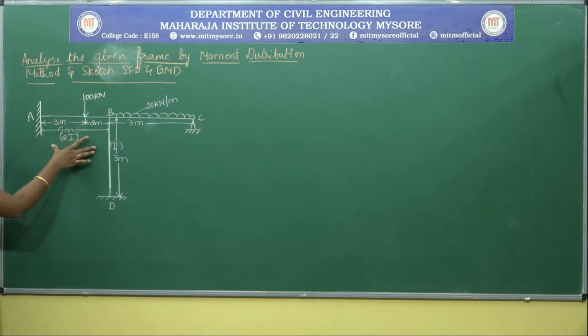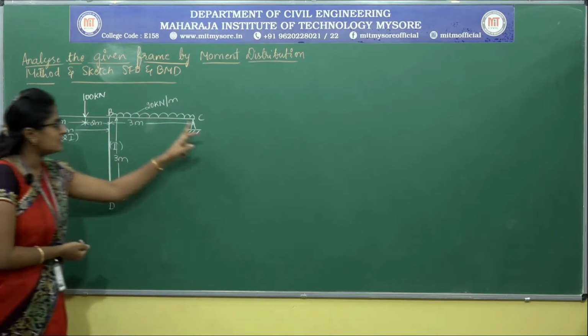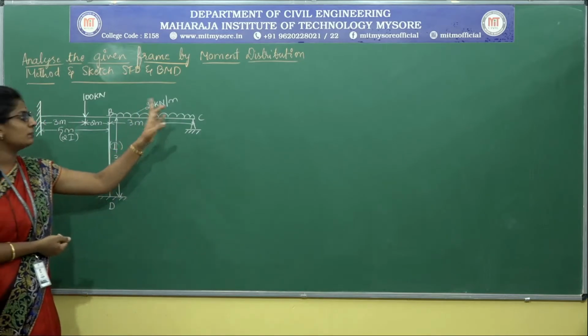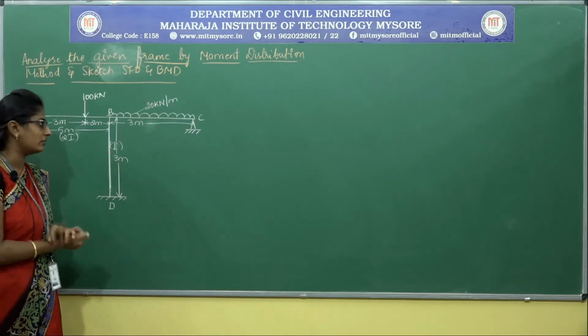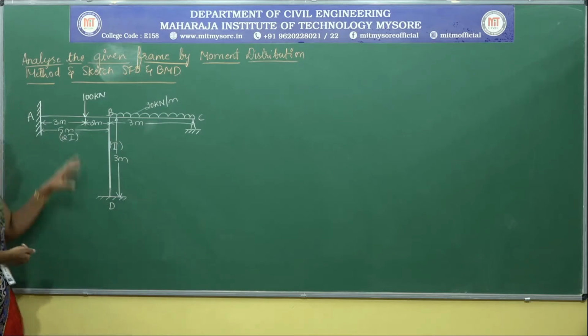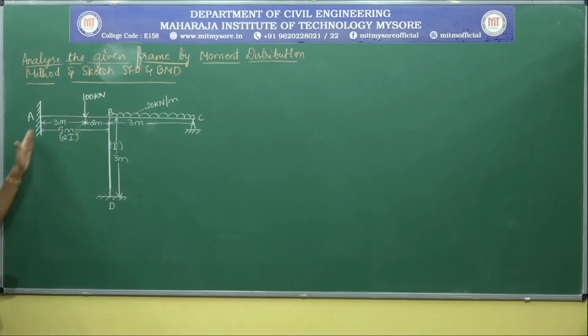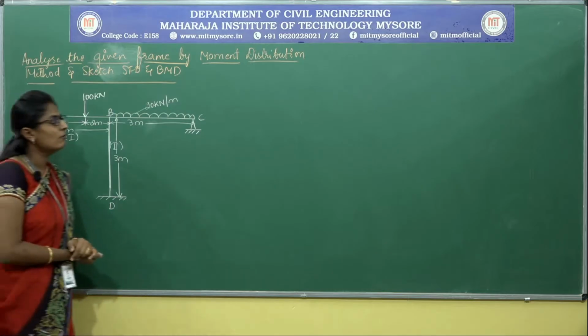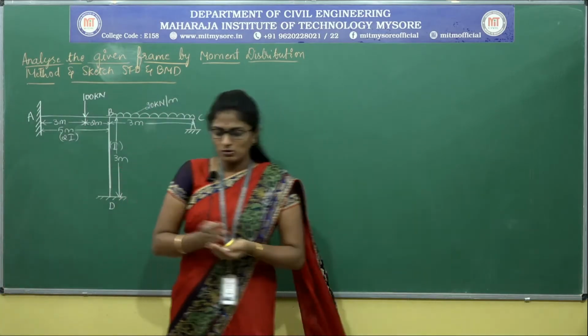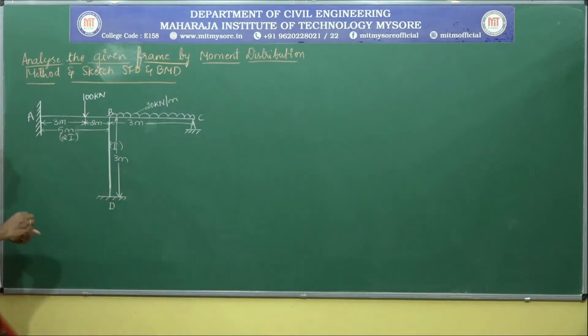So for span AB, a load of 100 kN acting at a distance of 3 meters from the left support. Span BC, UDL of 20 kN per meter is acting for a span of say 3 meters, and BD is not subjected to any external loadings. This is about the given problem. For this frame, we need to calculate the final end moments. So let us start stepwise.